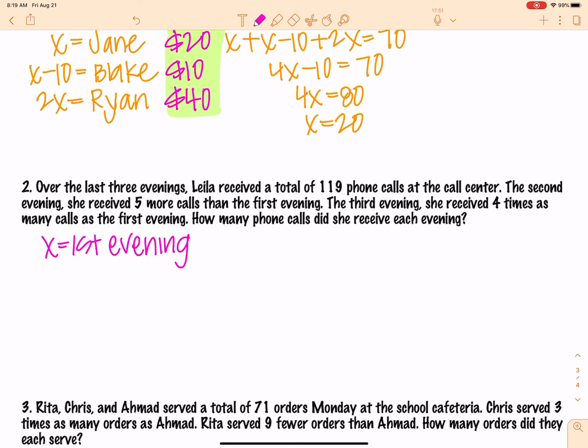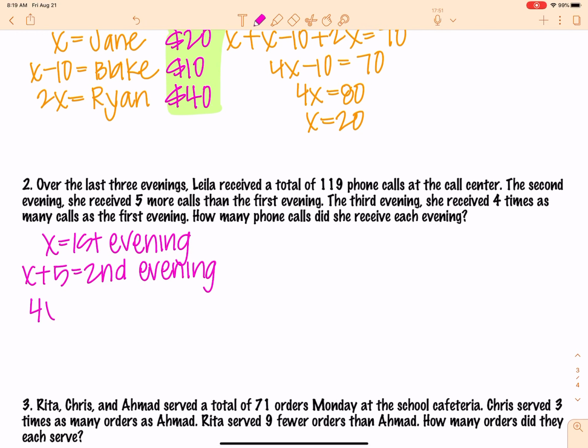So it says the second evening she received 5 more than the first evening. So 5 more than the first, X plus 5, would be the second evening. The third evening, she received 4 times as many as the first. So 4 times the first would be the third evening.